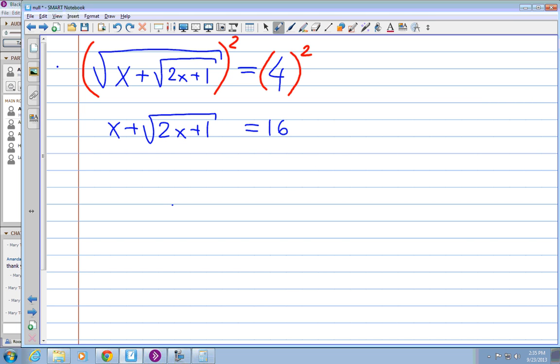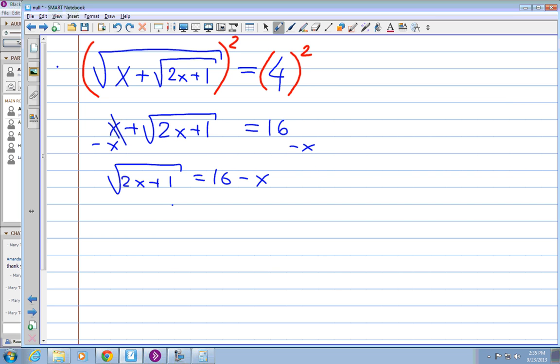No matter what it is, that's what we have left. Okay? So we did step 1 to step 3 says check for more radicals. Do we have more radicals left? Yes. So we're going back to step 1, isolate the radical. So subtract x from both sides. I want to get the radical by itself. So the square root of 2x plus 1 equals 16 minus x. Oof, big numbers. Okay?